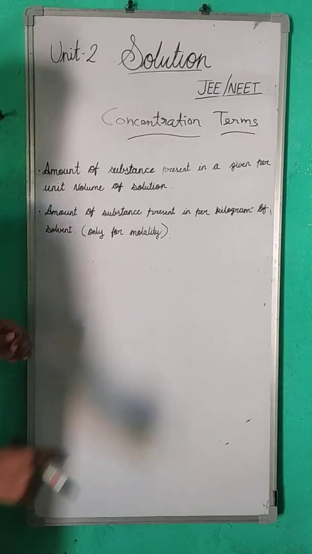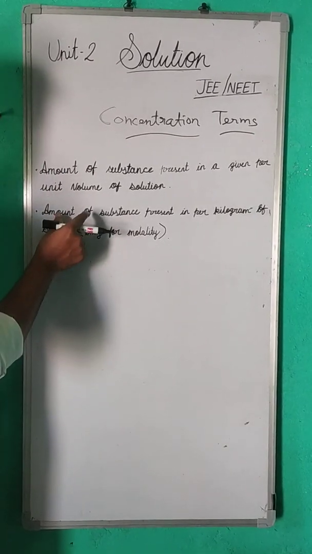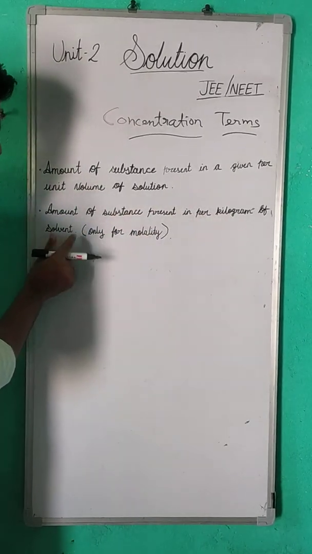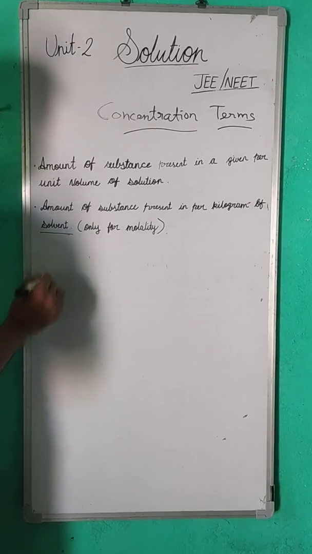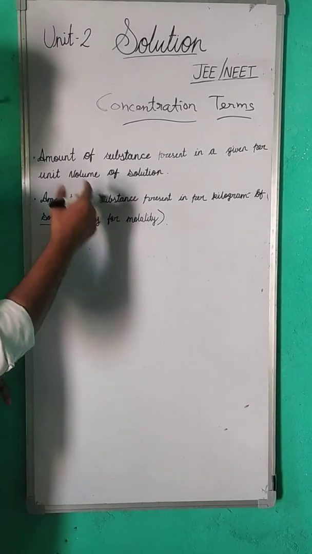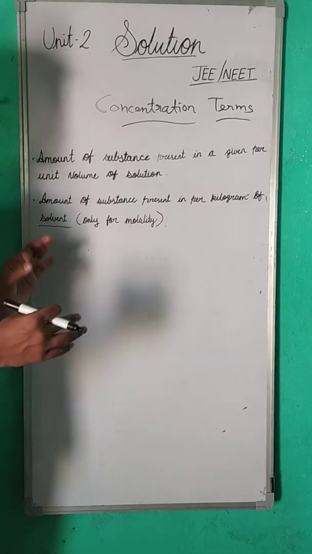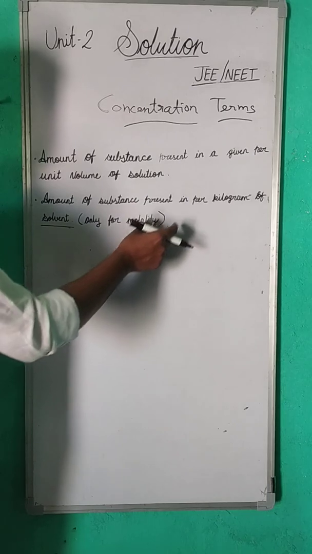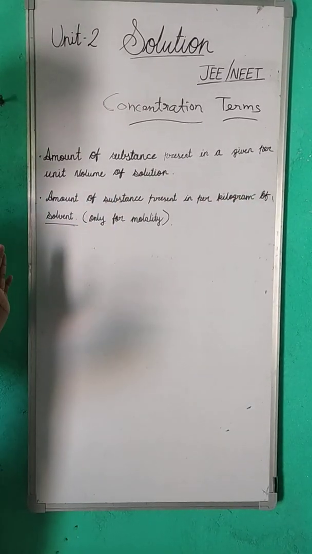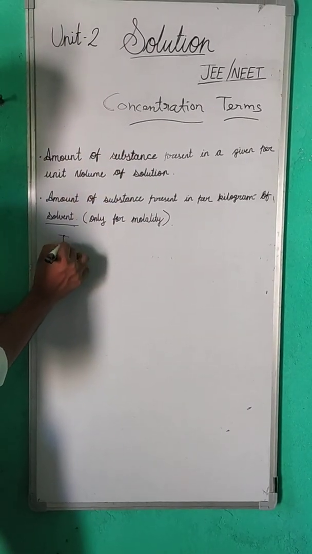And yes, wait, there is only one exception to this concentration definition: amount of substance present per kilogram of solvent. The term solvent is used only when you have the term molality. For all the rest of the concentration terms you will use the volume of solution, but only for molality you will check the weight per kilogram of solvent. So now we are going to see some concentration terms.